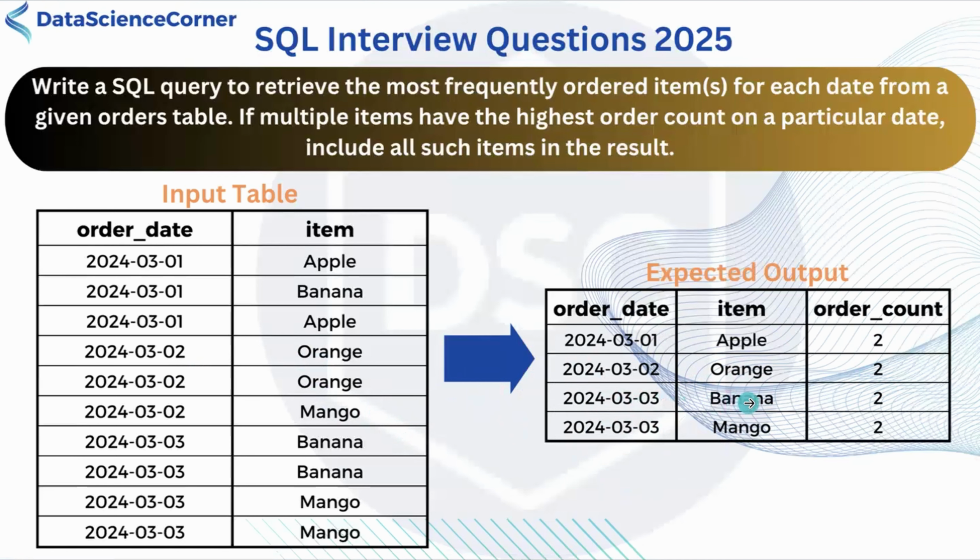Then on 3rd March, we have banana, order count 2. Then again on 3rd March, we have mango, order count 2. So on 3rd March, we have banana ordered twice, then mango ordered twice. If we go back to the question, it was mentioned that if we have multiple items which have the highest order count on the same particular date, then we need to include all the items. So on the same date, we have banana and mango with the same order count. That's why we are including banana and mango as well. So let's go to SQL now and check how we can do it practically.